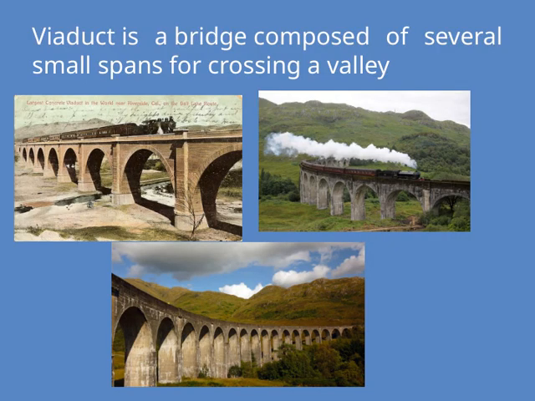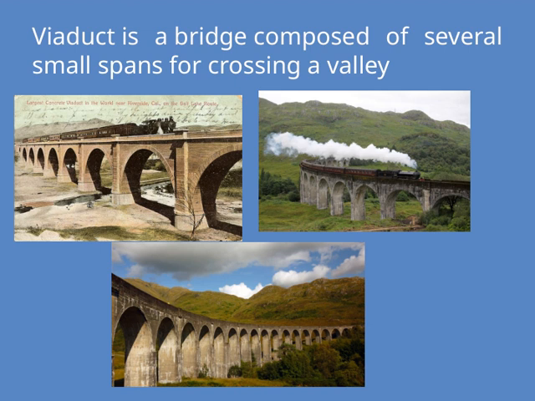A viaduct is essentially a type of bridge, but what makes it unique is that it's composed of several small spans. These smaller sections work together to cross a valley or other challenging terrain. The idea is that instead of building one long, continuous bridge, engineers create multiple shorter spans connected to form a larger structure. This design allows for more flexibility and stability, especially when dealing with uneven or wide landscapes.